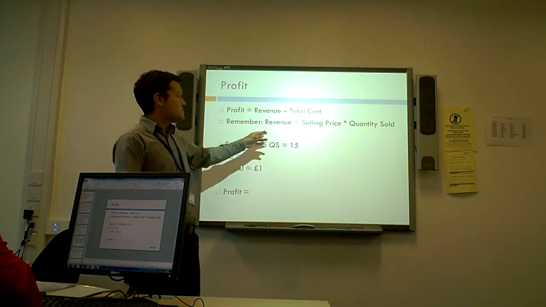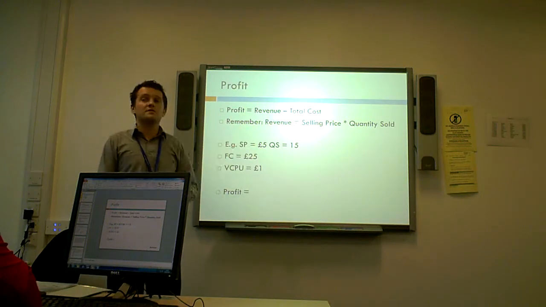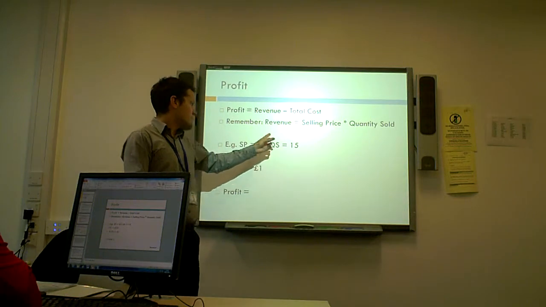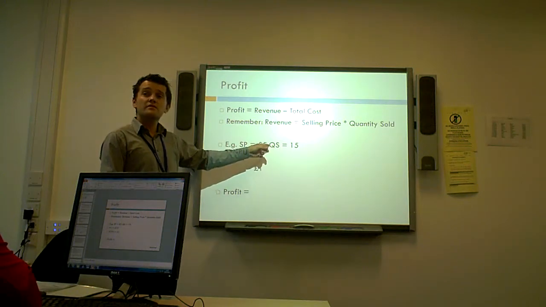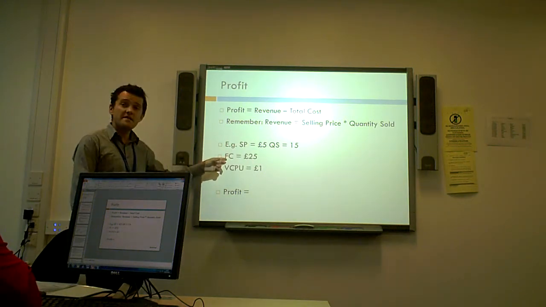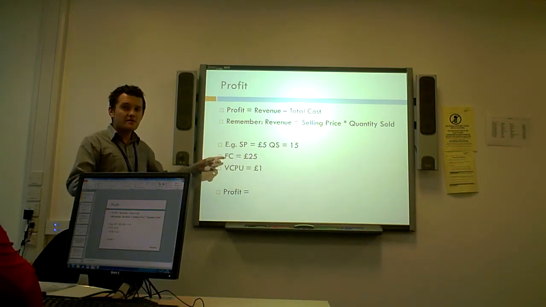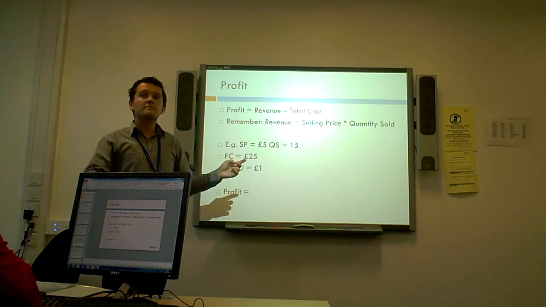And remember, sales revenue is selling price times quantity sold. We've got an example here. We've got some figures. SP stands for? Selling price. QS? Quantity sold. FC? Fixed cost, good. VCPU? Variable cost.